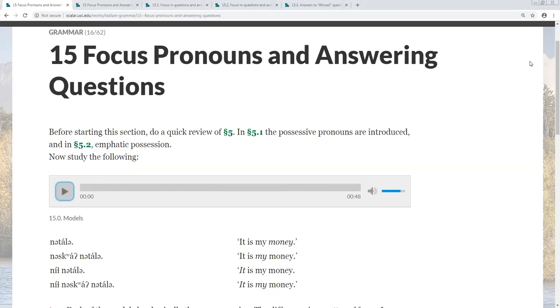The third and fourth models begin with the word nish, which can be translated it is, there are, that is, those are, they are, or he or she is. A speaker uses nish to focus on an item or items around him or her. The word nish is a focus pronoun. Nish is the focus pronoun corresponding to he, she, it, and they. There are others corresponding to I, you, we, and you folks.